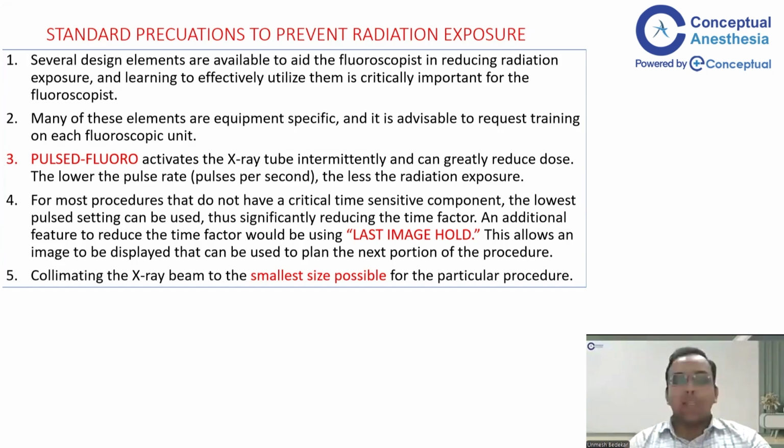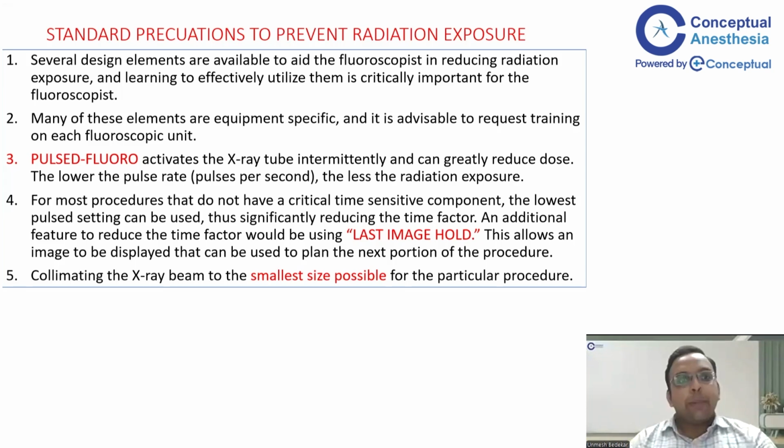So the lower the pulse rate, pulses per second, the less is the radiation exposure. Now, for most of the procedures, they have any time-sensitive component, so the lowest pulse setting can be used in them. Thus, we are reducing the time factor. An additional feature to reduce the time factor would be using the last image hold method. This allows an image to be displayed that can be used to plan the next portion of the procedure. So you can study the image you have already taken instead of taking unnecessary repetitive shoots of the same anatomy.